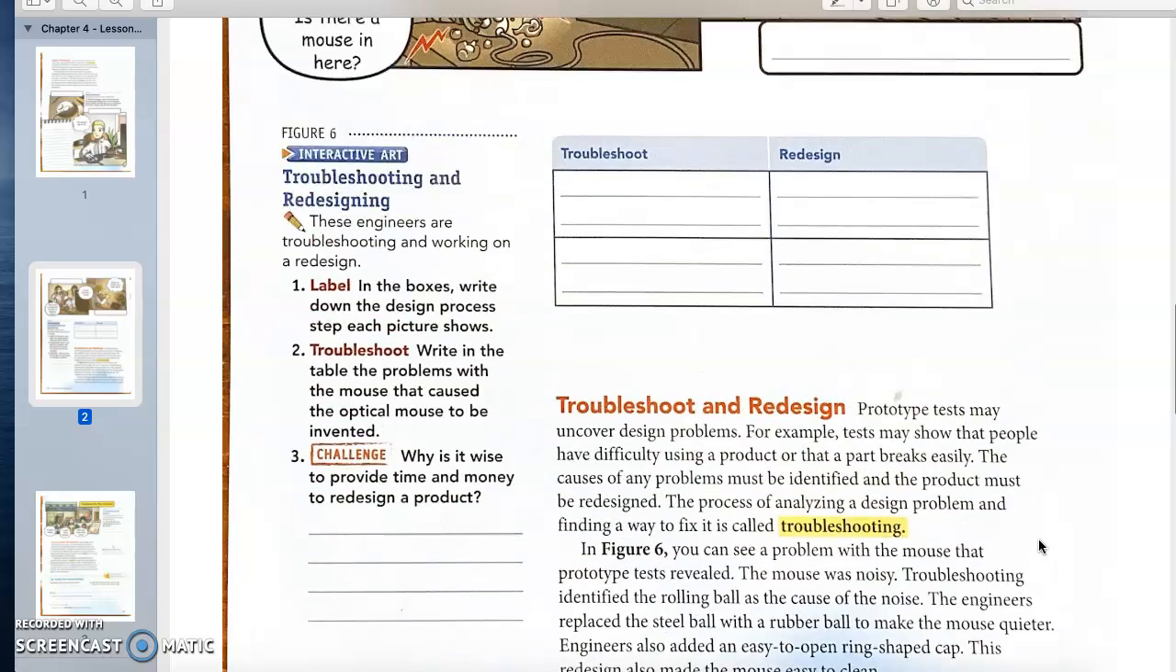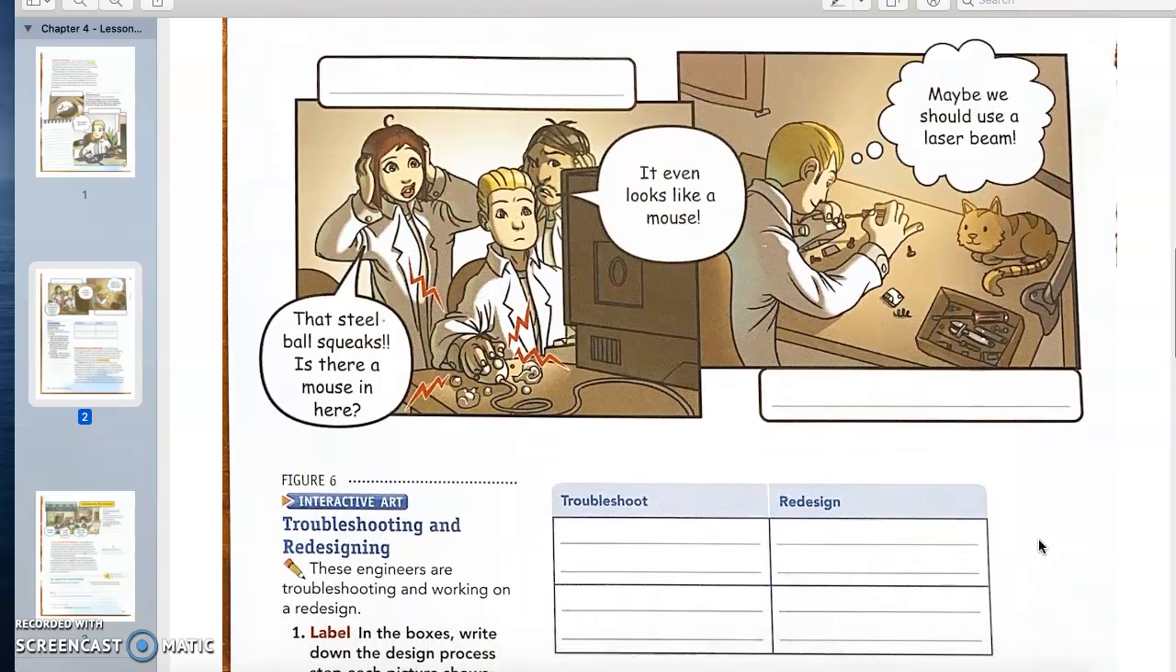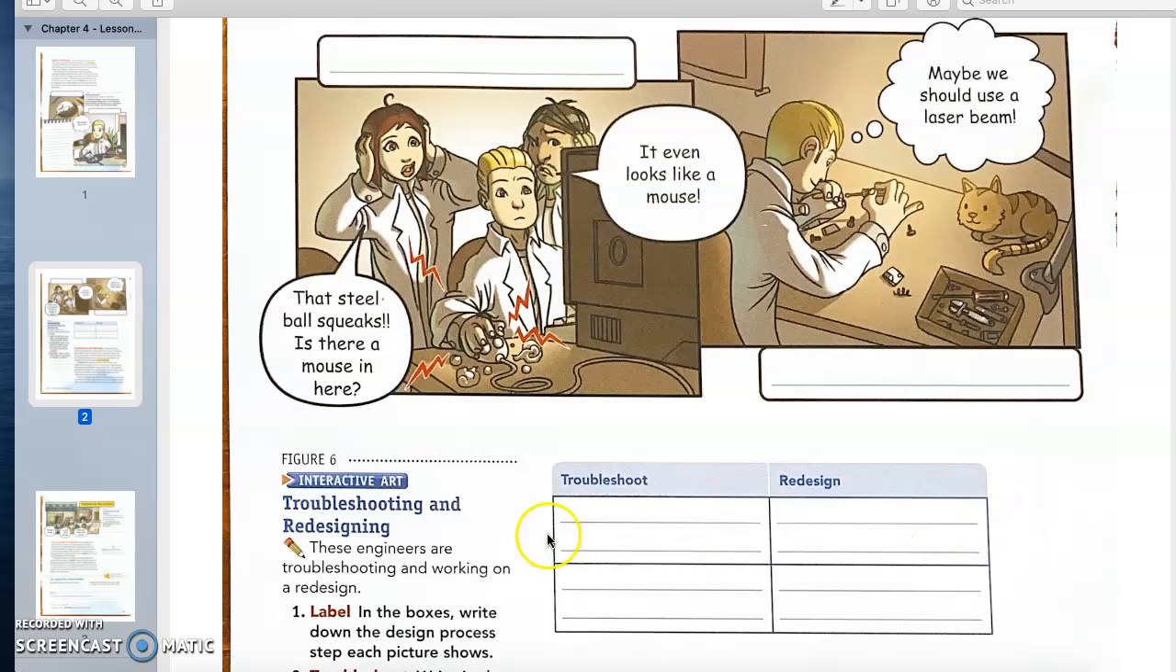So, the first thing we're going to do is label our pictures. We are either going to label them as troubleshoot or redesign. So up here, they're thinking, that steel ball squeaks. Is there a mouse in here? It even looks like a mouse. So is this the troubleshooting or the redesigning portion? Right, this is going to be troubleshoot. So you're going to write troubleshoot up here in the box.